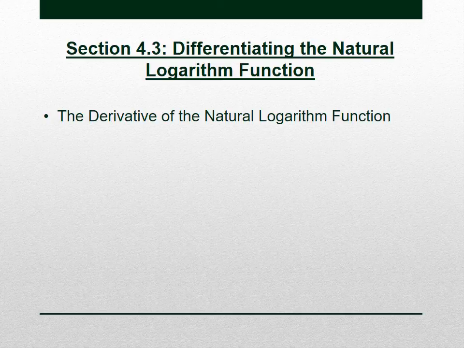All right, this is the video for section 4.3. In 4.3, we're just going to be taking the derivative of the natural log function.